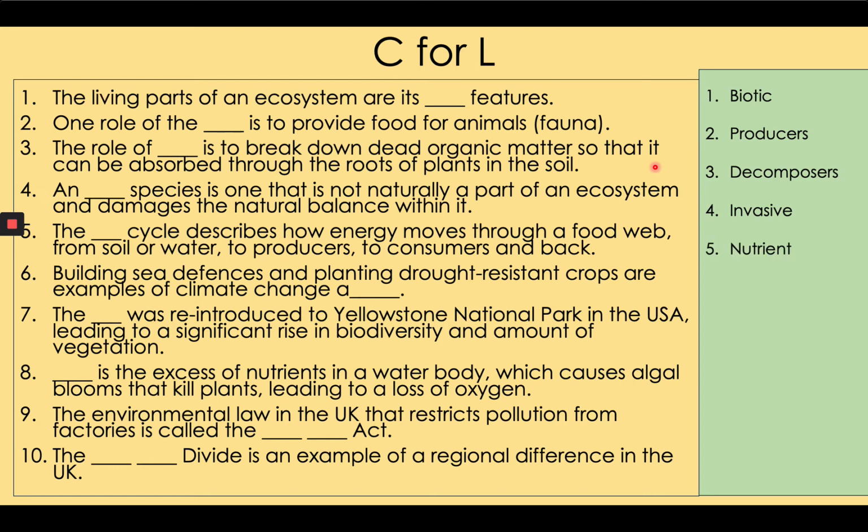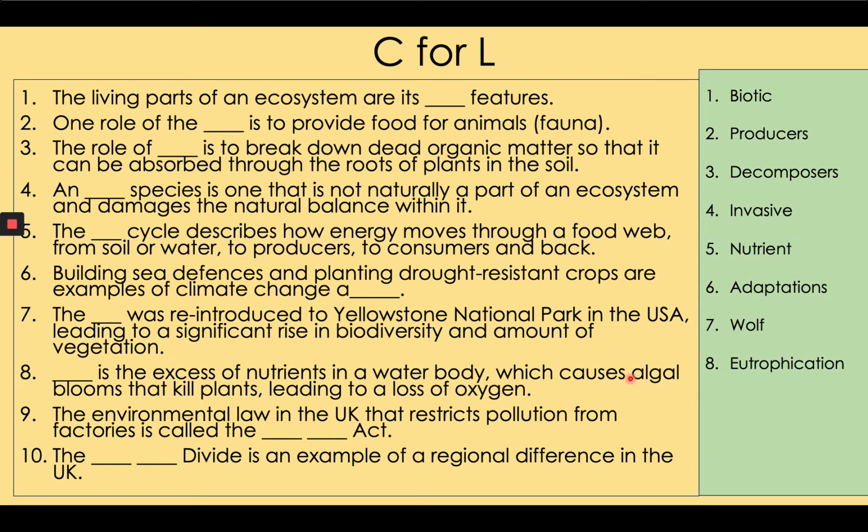5. The nutrient cycle describes how energy moves through a food web, from soil or water to producers to consumers and back. 6. Building sea defenses and planting drought-resistant crops are examples of climate change adaptations. 7. The wolf was reintroduced to Yellowstone National Park in the USA, leading to a significant rise in biodiversity and the amount of vegetation. If you remember, that's because it reduced the population of large mammals which ate too much of the grass and vegetation.